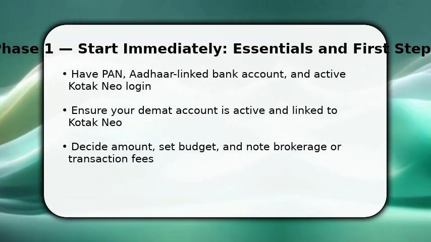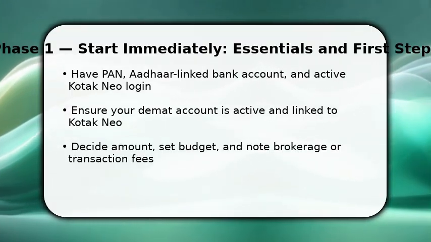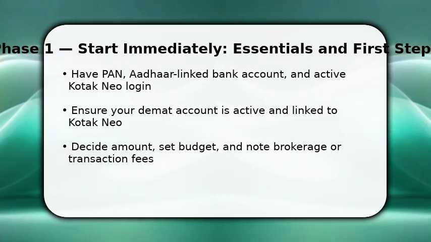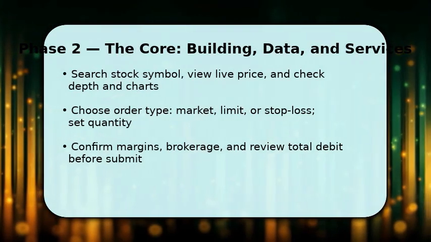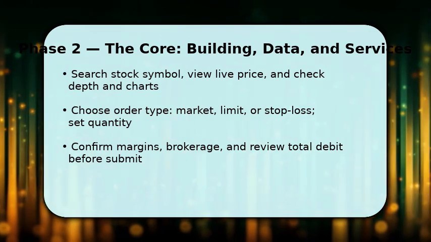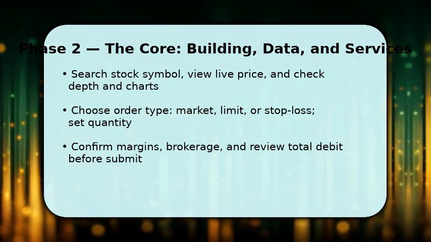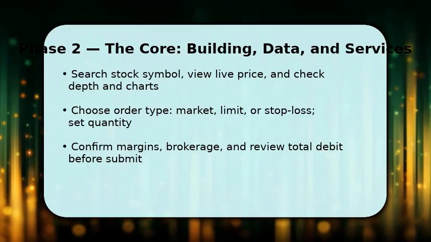Now navigate to the Markets tab. This is where you search for a stock symbol, check live price, and prepare to place your first order. Once you find the stock, tap it and review price, depth, and chart to gauge entry. Choose an order type: market for immediate execution, limit to set your price, or stop loss to cap losses.